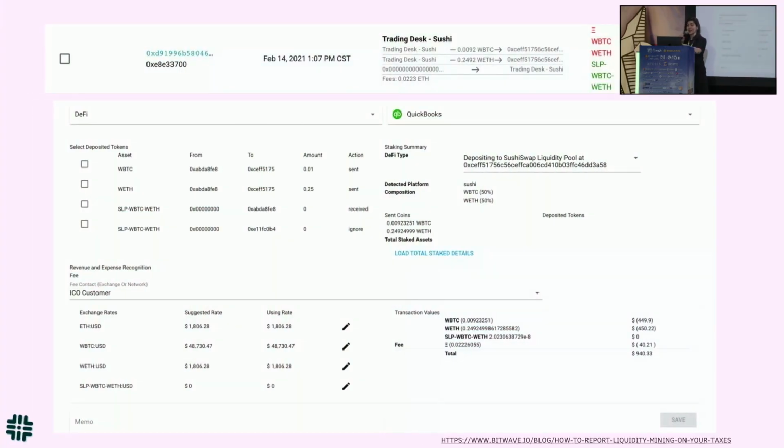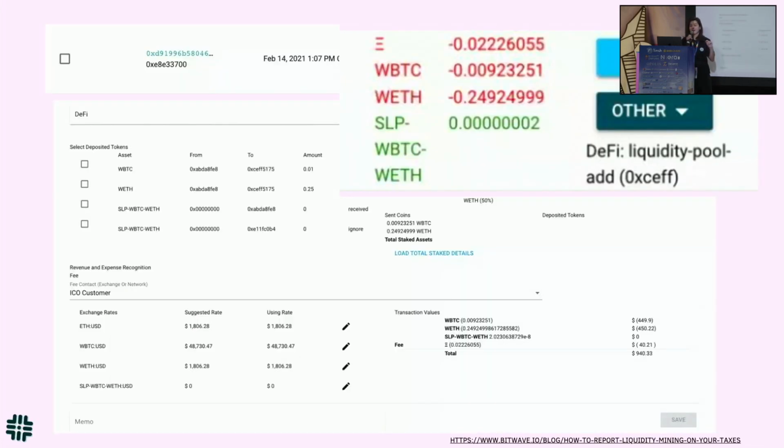Bitwave actually had a very great article about this. They have a really cool DeFi treatment where you can actually categorize all this stuff right within their UI. The first one I have up here, let me zoom in a little bit, is us actually entering the pool. I'm putting in a wrapped Bitcoin and a wrapped ETH pair, and I'm getting an LP token back. In SushiSwap, they call it an SLP token.